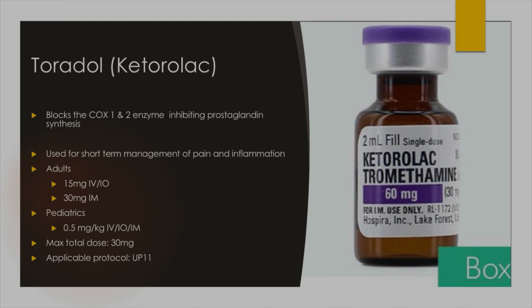Operationally, know the packaging. It's commonly 60 milligrams in 2 milliliters, which is 30 milligrams per milliliter, so accuracy matters when drawing it up. Clinically, Toradol shines for inflammatory pain, especially renal colic. Kidney stone patients often have intense prostaglandin mediated smooth muscle spasm and inflammation, and Toradol can significantly reduce pain without the respiratory depression risks of opioids.